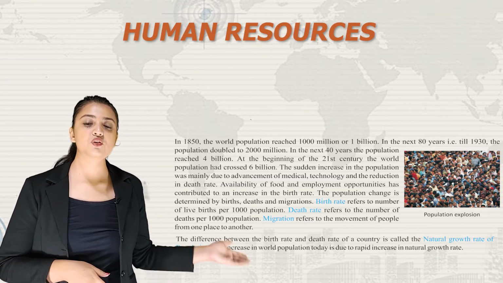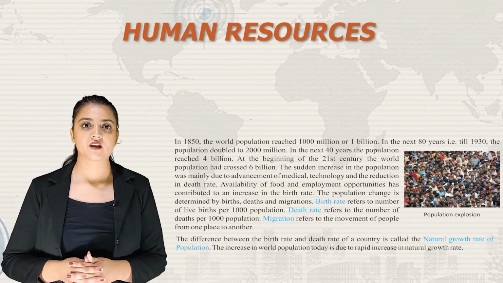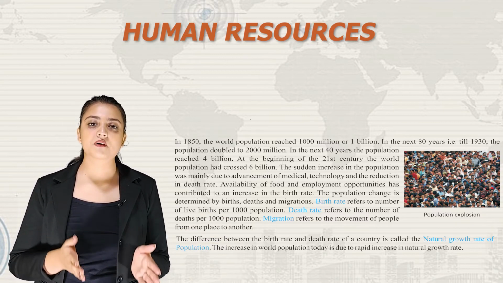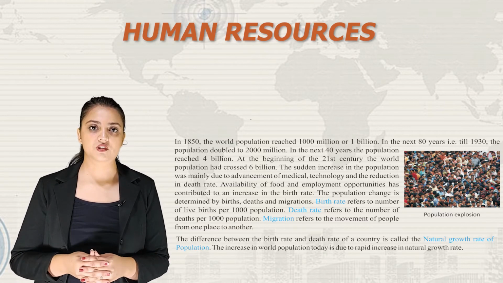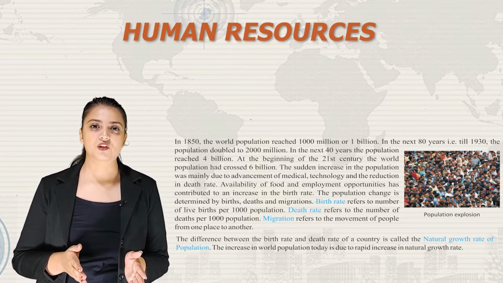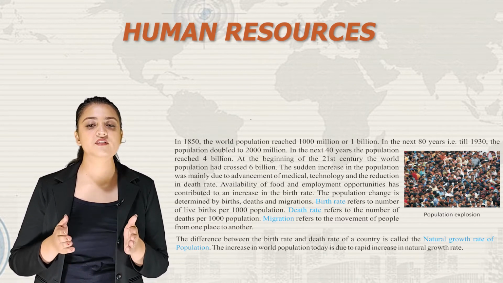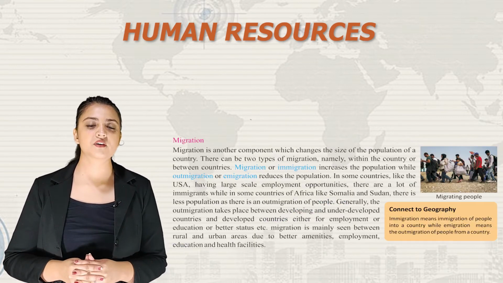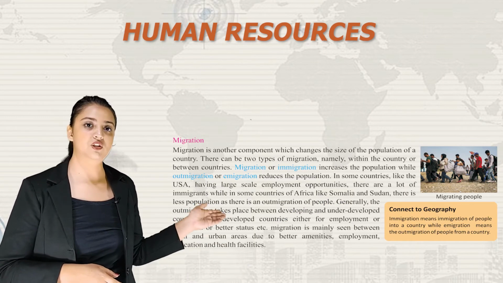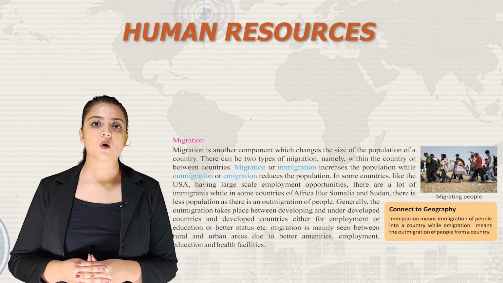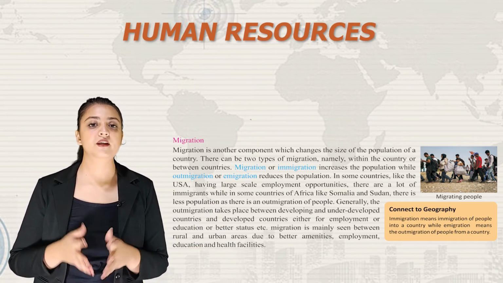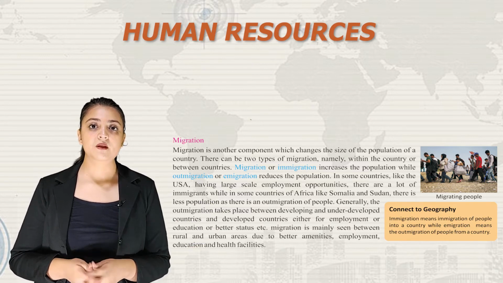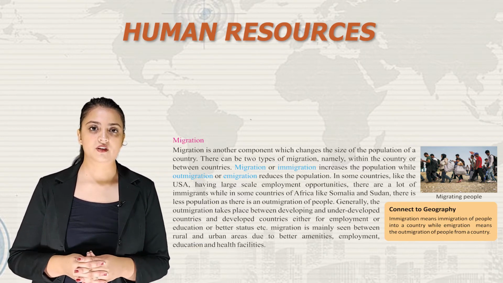Here is an image of population explosion. The difference between the birth rate and death rate of a country is called the natural growth rate of population. The increase in world population today is due to rapid increase in natural growth rate. First, let's talk about migration. Migration is another component which changes the size of the population of a country. There can be two types of migration, namely within the country or between countries.